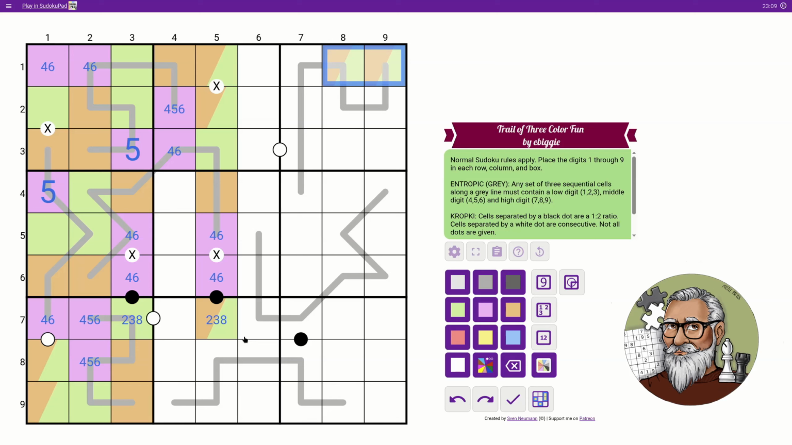But I don't know what, do I? These are the same color as well, so they can't be green. Oh, there's definitely a 4 or 6 here, right? Because of the kropki dot.